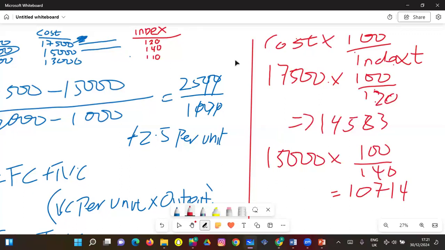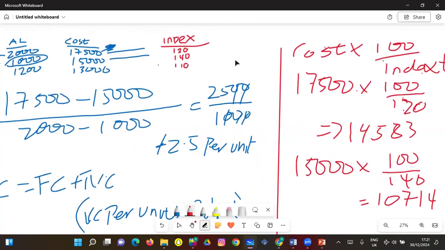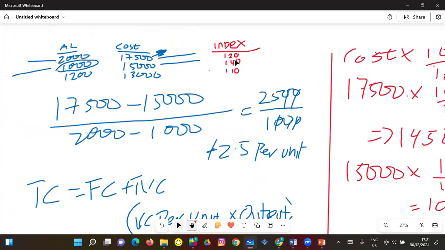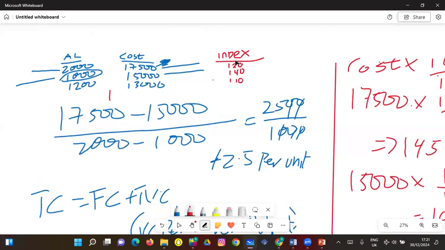Remember, it is still change in cost over change in activity level. So let's say they are trying to estimate the price in the next period, and the inflation rate is going to be around, let's say, 160%. The next index is going to be 160, where they want to use the estimation.